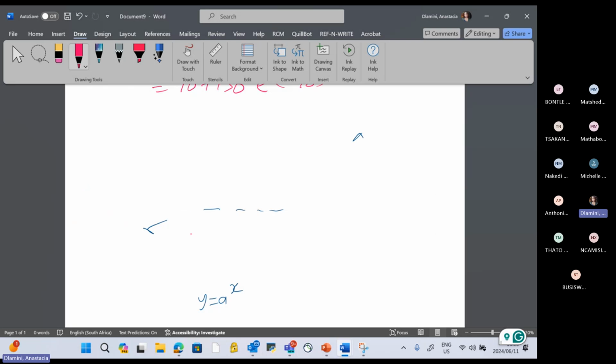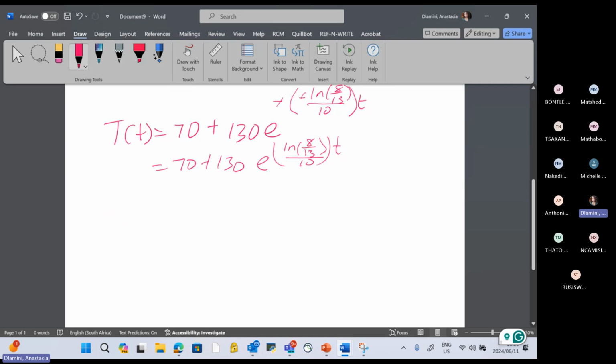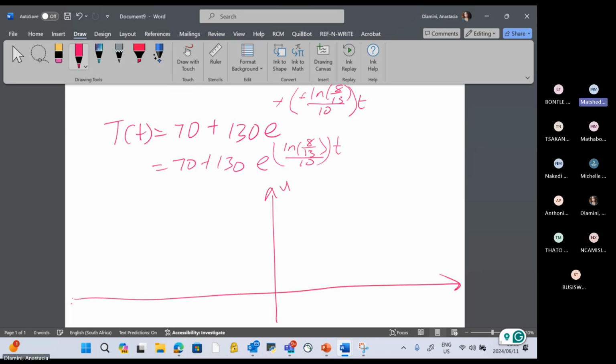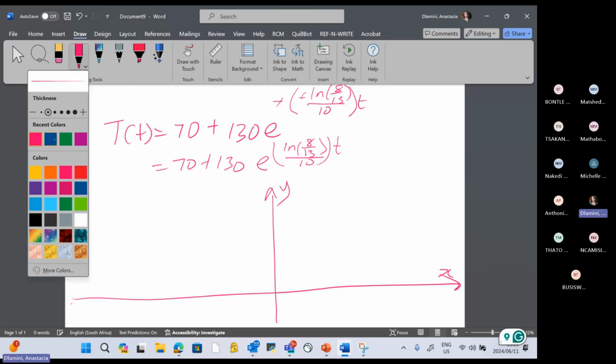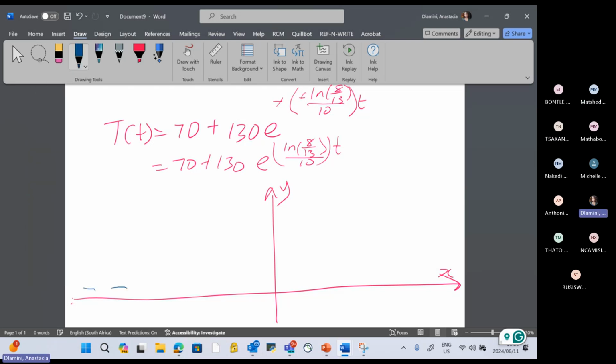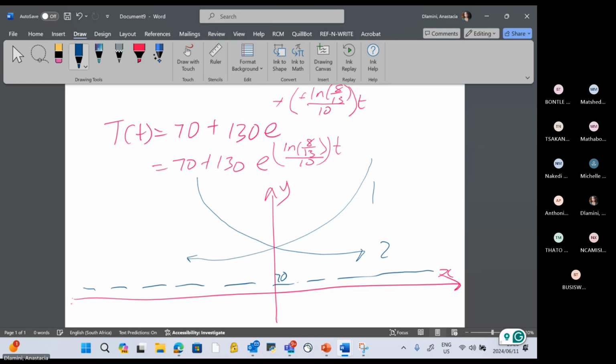So now, if we come to this exponential function here, what is our horizontal asymptote in this graph? 70. So meaning that you're going to draw dots here at 70. Let's say 70 is here, right? Now, would your graph look like this one, let's call this graph 1, or will it look like this one, graph 2? Graph 2.